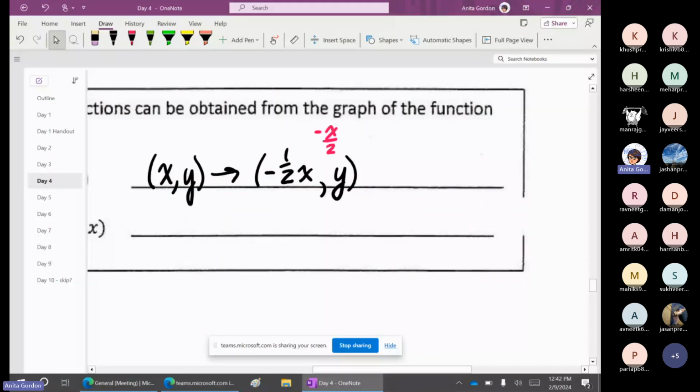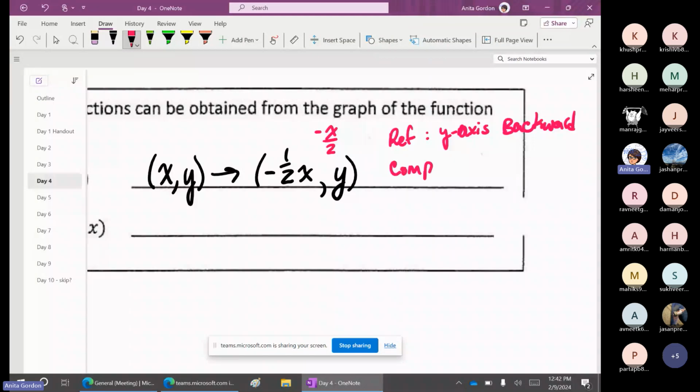Okay, also a reminder, this means I'm doing 2 things. I have a reflection over the y-axis, meaning it's backward. And I have a compression. I'm dividing it by 2, meaning I'm making it smaller.